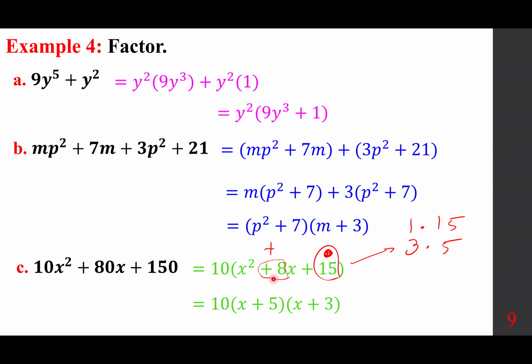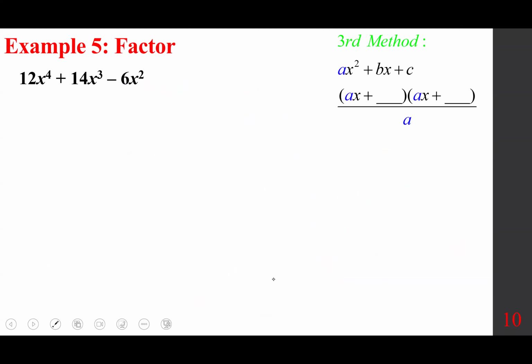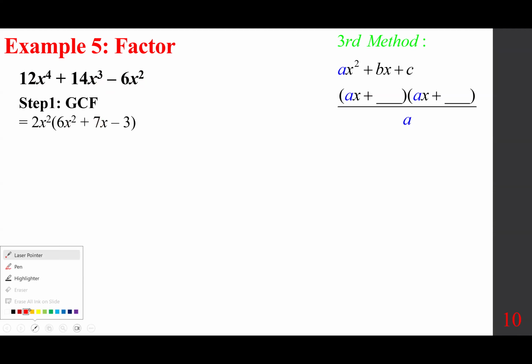But what happens when a is not 1? And what I want to do, I want to show you an example of that. 12x to the power of 4 plus 14x cubed minus 6x squared. The very first question is, do we have a GCF? And the answer is yes. Notice between the three, 2x squared is in common. If I take the 2x squared out, I get 6x squared plus 7x minus 3. And so I'm going to work on this.